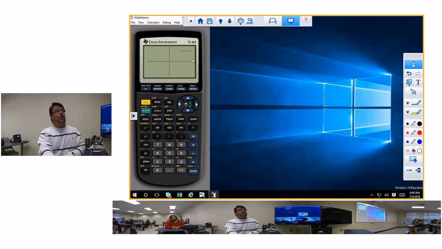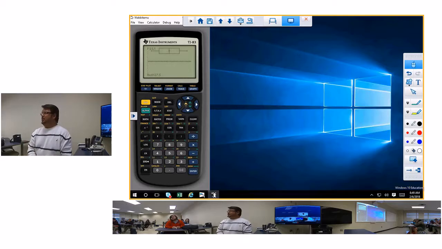But hit zoom, and stat is what, 9? I think it's 9. There it is. Now, if you want to see any of that, you have to hit trace. And then move your left and right arrow, and it'll take you to those numbers. Okay? That's how you use it. But like I said, it doesn't matter which one you do.